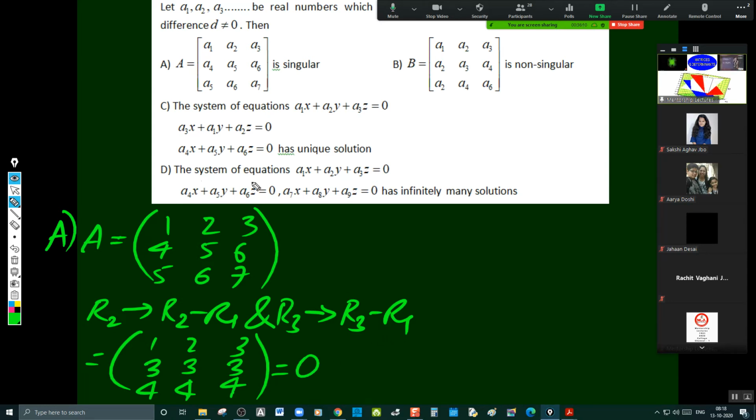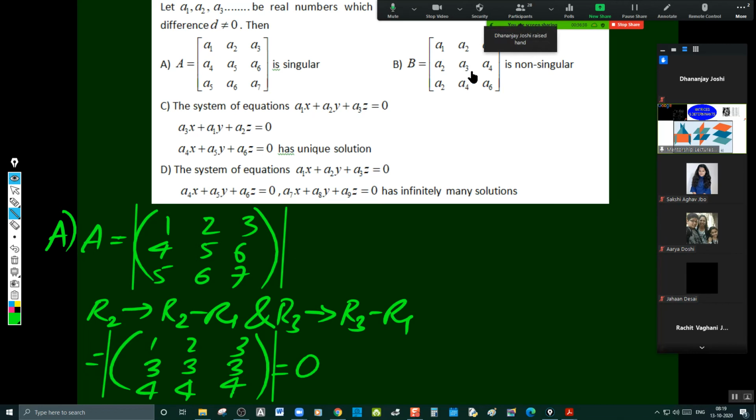The determinant becomes 0, correct? The determinant of this matrix is becoming 0. If you take 3 common and 4 common, you get row 2 and row 3 equal, and thereby its determinant becomes 0. So option A is correct. Now coming to the second one here.